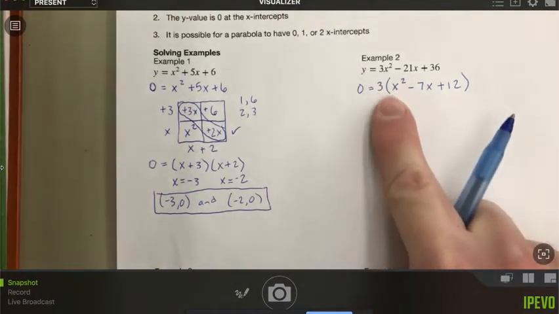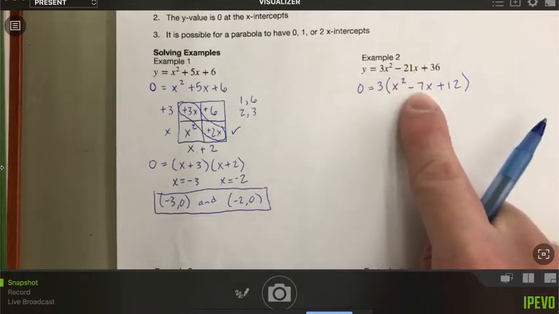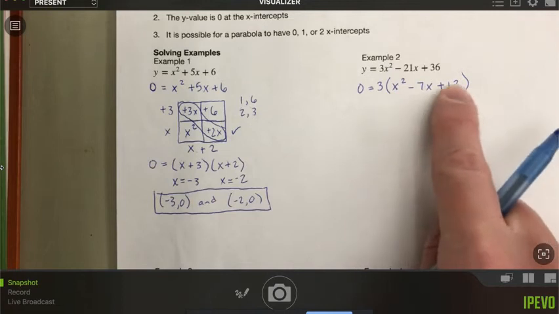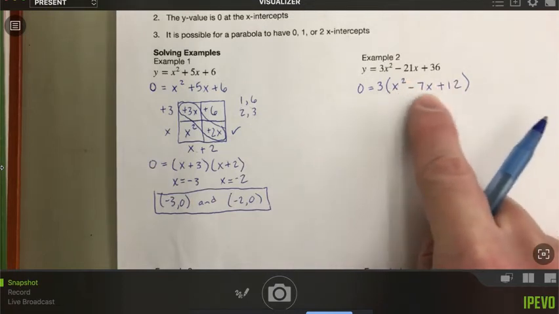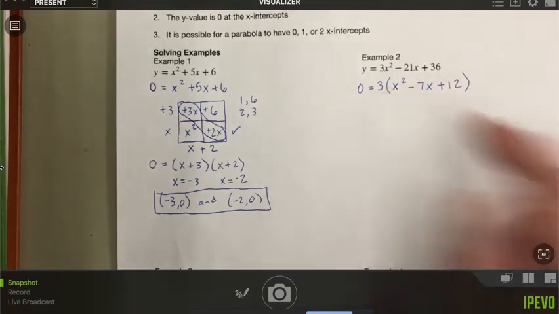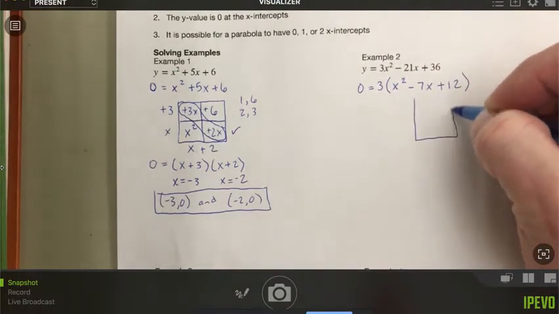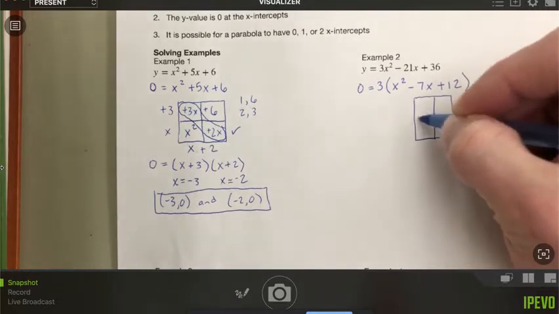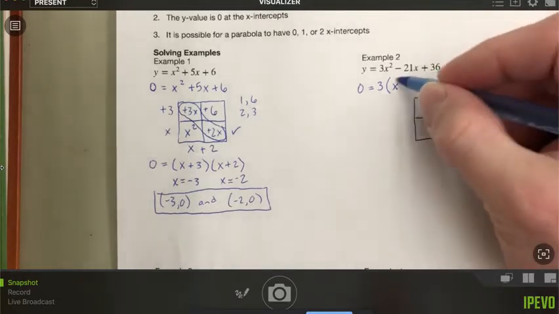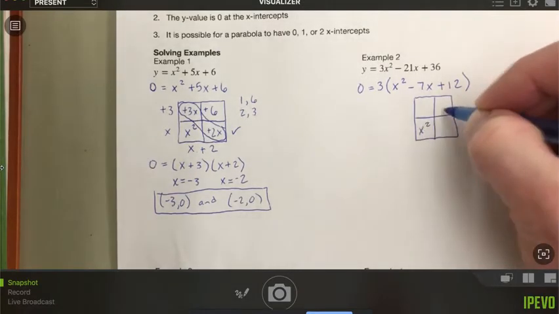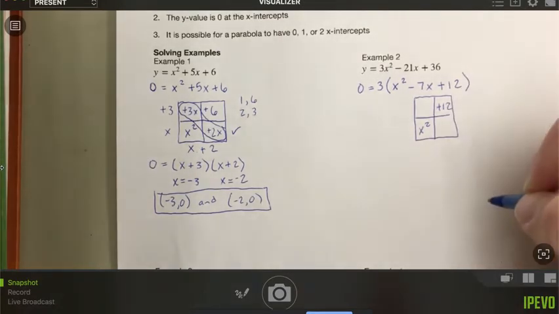So 3 divided by 3 is just 1, 21 divided by 3 is 7, 36 divided by 3 is 12. So now I have this with the 3 outside. So now I'm going to take my box and I'm going to factor this remaining quadratic. So x squared, positive 12.